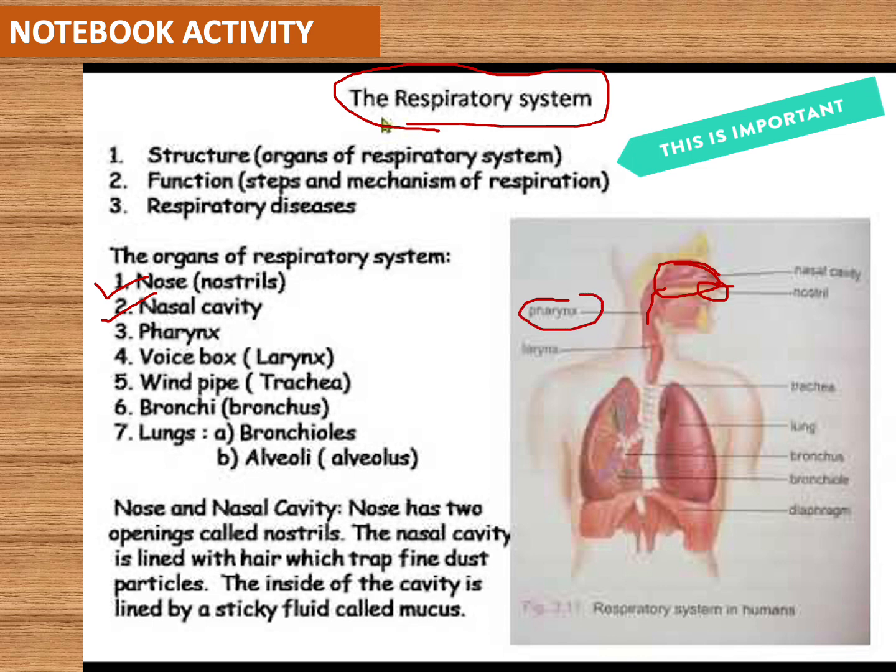And then down the pharynx is another part which is called the larynx. Another name of larynx is voice box. So this is the place from where the voice is generated.